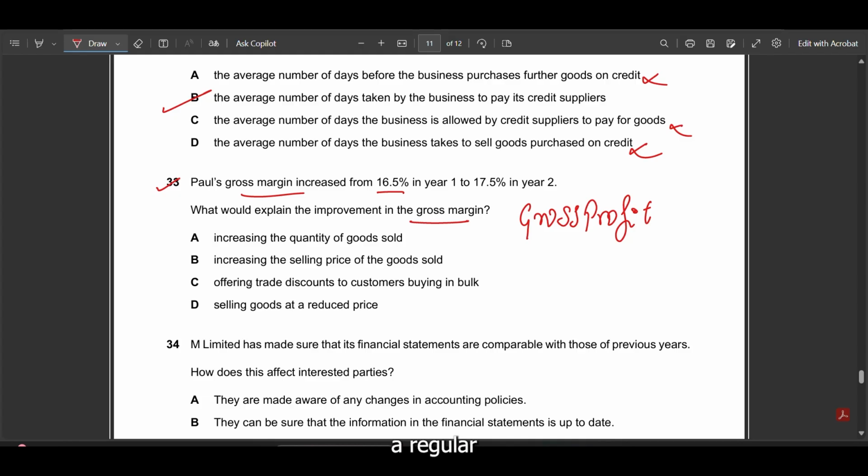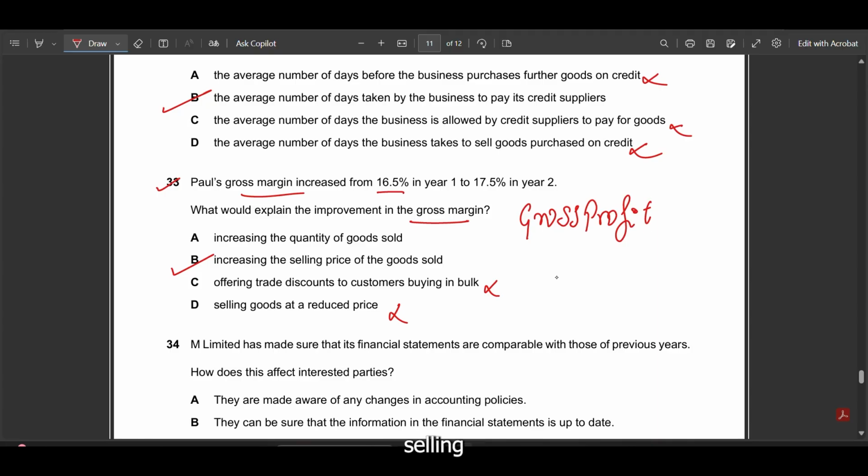So see class, over here, C and D will not increase your gross profit margin. If you're giving a trade discount, this will decrease your gross margin. And again, D option is selling goods at a reduced price. This will again decrease your gross profit margin. So C and D is eliminated. Option B is the correct one over here, increasing the selling price of the goods sold.